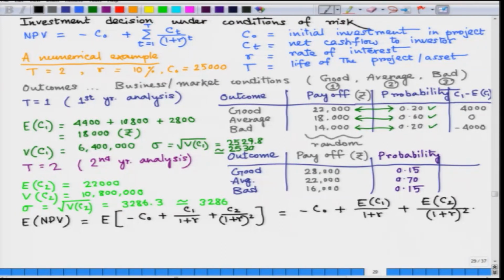We have this. Note that we have already obtained these expected values, so we can directly plug these numbers. We also know the value of this, and we also know the value of R. So, if we plug these numbers in this expected net present value expression, we get a monetary value approximately close to 9534.